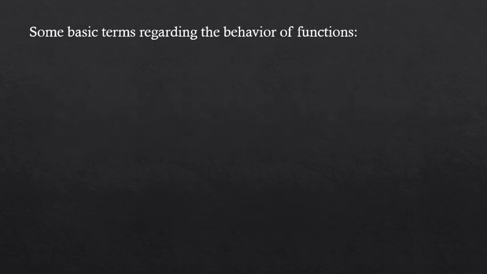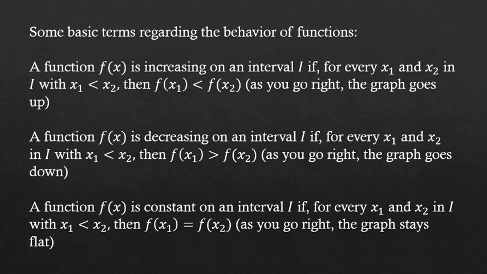The last thing I want to talk about in this video is some other features regarding functions and their behavior. Specifically, I want to talk about maximums and minimums. A function f of x is increasing on an interval I if for every x1 and x2 in this interval I, with x1 being less than x2, then f of x1 is less than f of x2. Before we get to maximums and minimums, we do have to talk about what a function is doing: increasing, decreasing, or remaining constant.